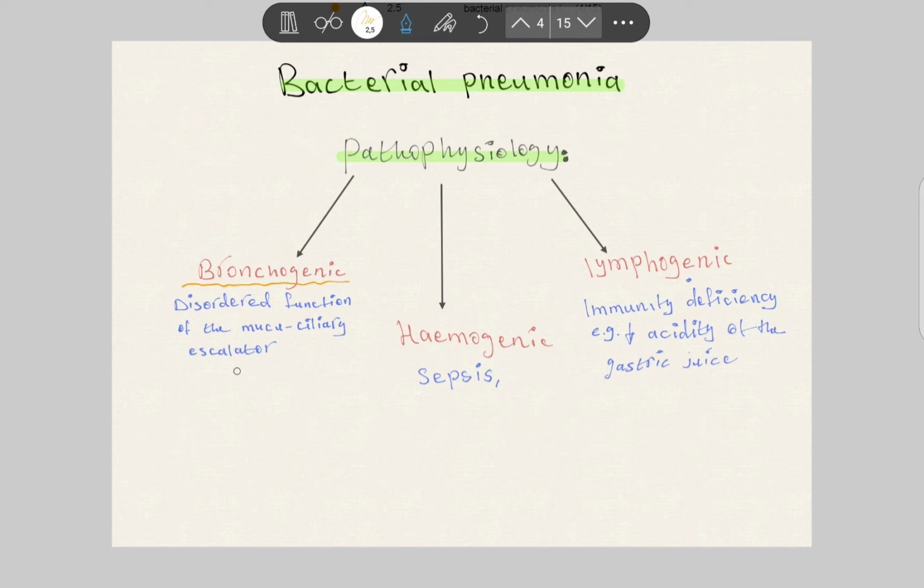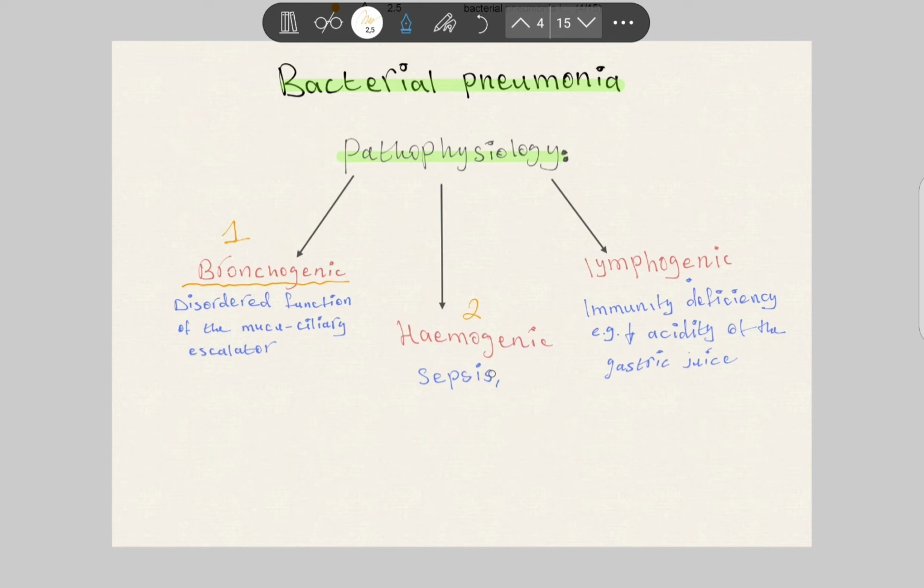So if this function is disordered, the pathogens will have the possibility to go inside the bronchi, reaching the alveoli. So keep in mind the bronchogenic mechanism. The next one is the hemogenic mechanism. So the second mechanism is the hemogenic mechanism.